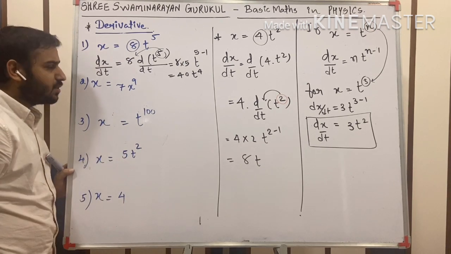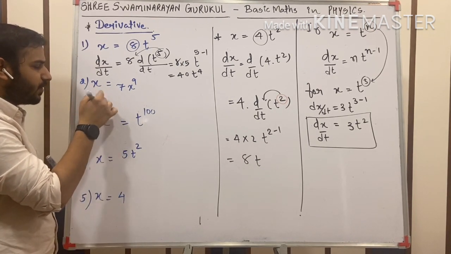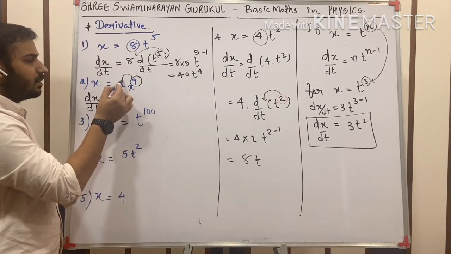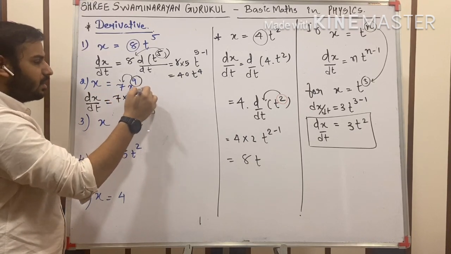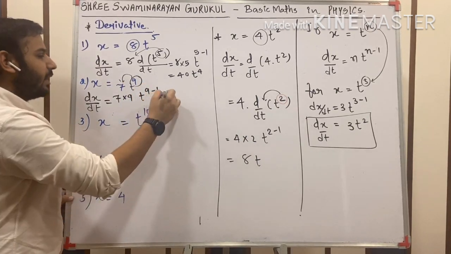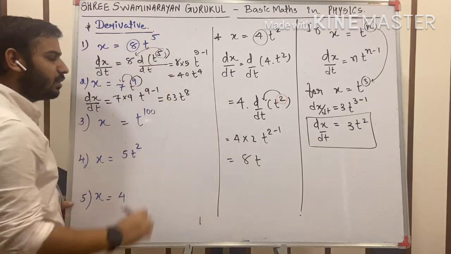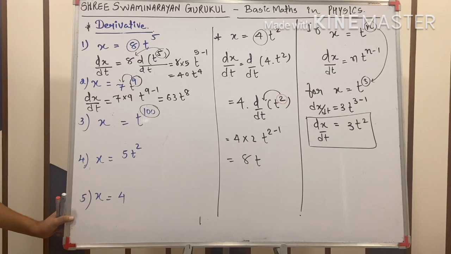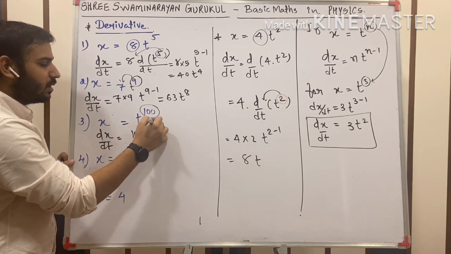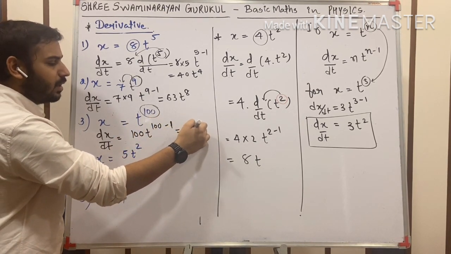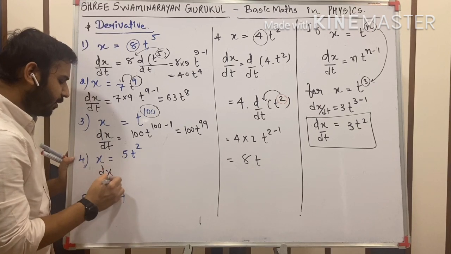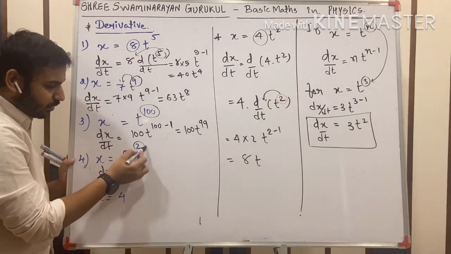For this, x is equal to 7t raised to 9. dx upon dt, differentiation of x with respect to t: 7 as it is. Instead of n, 9 is there. So 7 into 9 t raised to 9 minus 1. My answer is 63 t raised to 8. Instead of n, in the third question, 100 is there. Here is my answer: dx upon dt is 100 t raised to 100 minus 1, which is 100 t raised to 99. Easy?